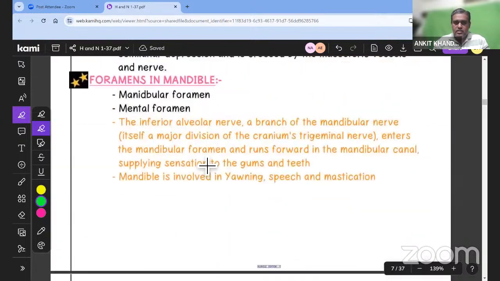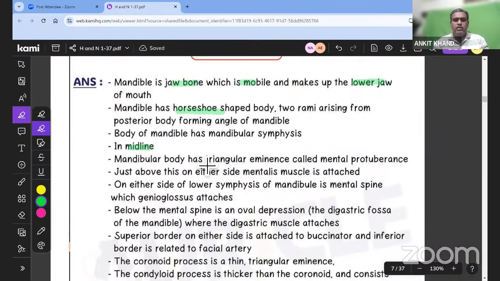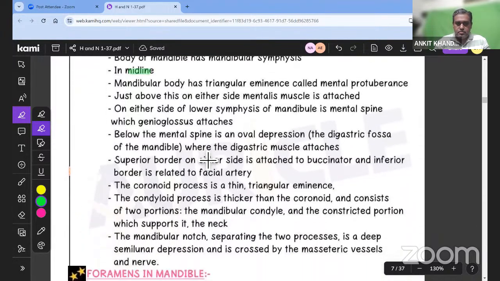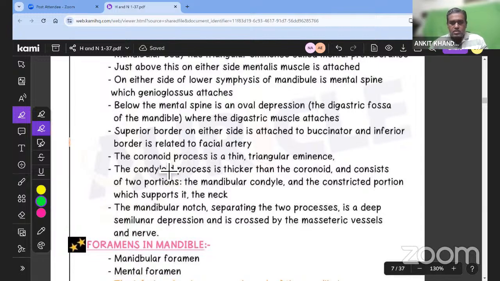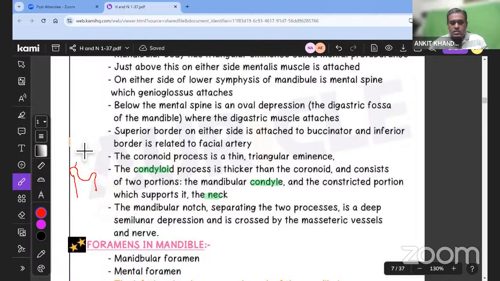Now let us see some theory over here. What is the theory trying to tell us? Let me highlight the important points. Condyloid process has a mandibular condyle and a neck below. Between the condyloid process and the coronoid process, we have a mandibular notch, which separates the condyloid from the coronoid process.